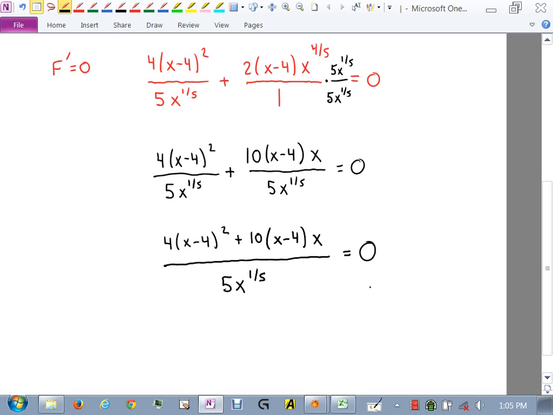Now, something that happens here, that's going to happen all the time, is when you are trying to set a fraction equal to 0, right? I have a fraction equal to 0. The only time a fraction can be 0 is if the numerator is 0. So let me explain why.